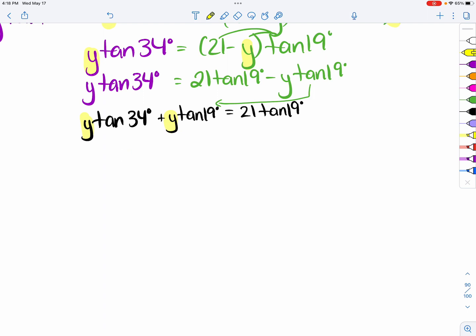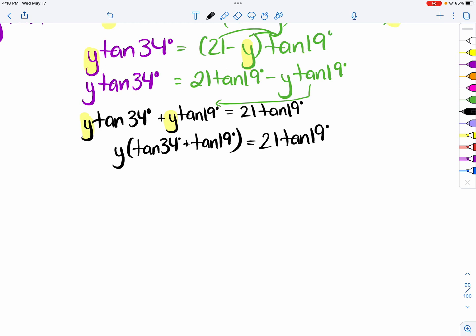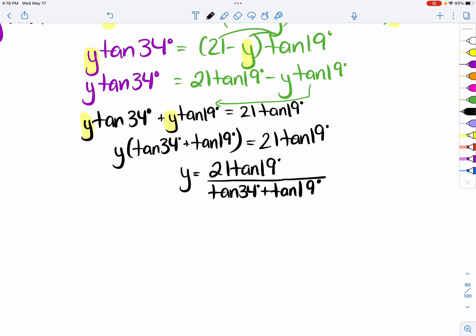What I can do is common factor a y from both of these terms. If I divide the first term by y, I'm left with tan of 34. Divide the second term by y, I'm left with tan of 19 degrees. And now to get y by itself, all I would have to do is divide out all of this stuff. If need be, maybe pause the video right here and just look and say, wait, what did she do? Take a minute to look over it and process it.